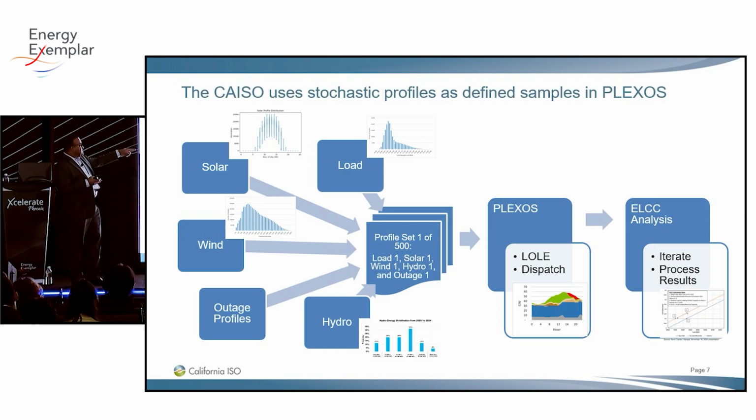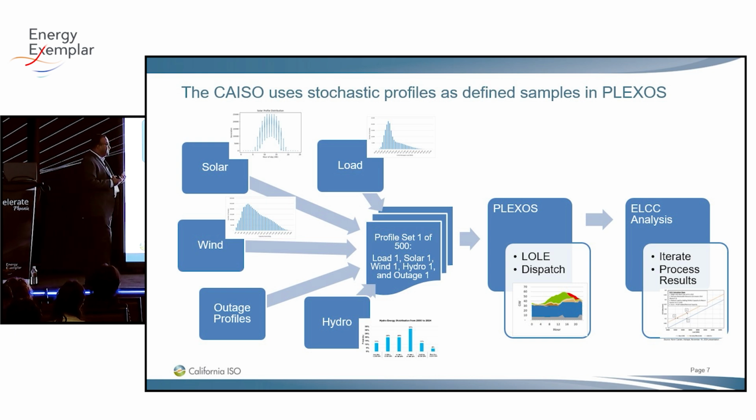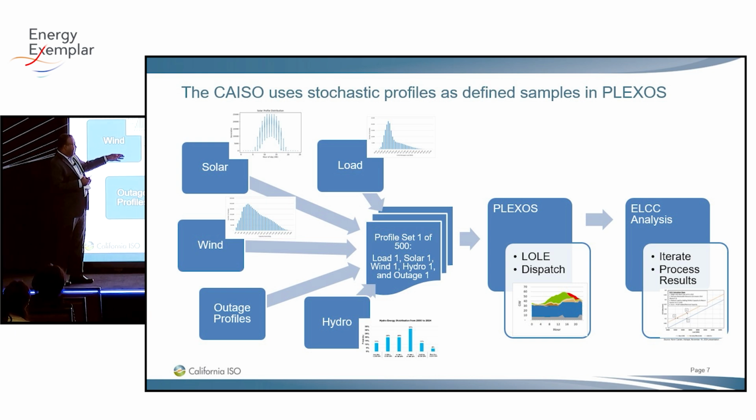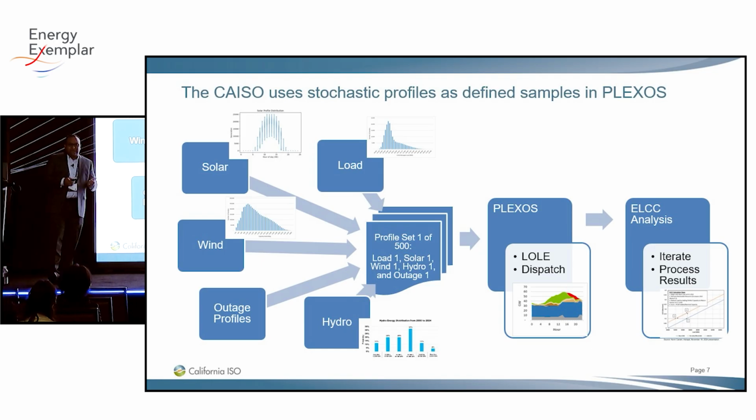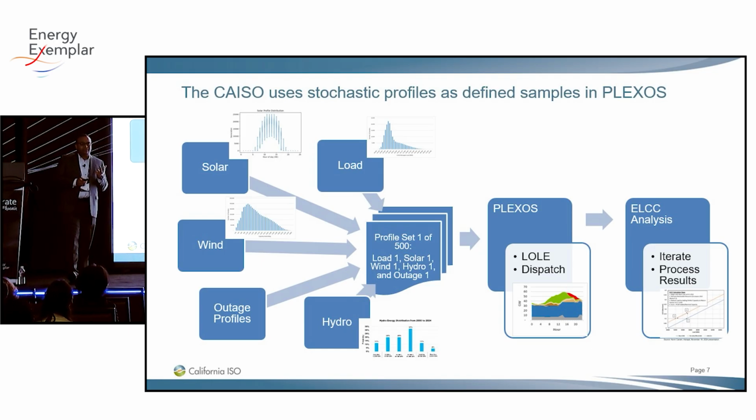So a profile set, 1 of 500, picks one load shape, one solar shape, one wind shape, one hydro condition, and one set of outage profiles, and collects it and runs Plexos. So we are basically trying to come up with that dispatch. 8760, we look at loss of load events. We have a set of conditions that it has to meet. And then once we get through all of that, we look at a metric that is trying to mimic the unserved energy requirements in the system. So we do all those calculations to understand the magnitude, the duration, and the frequency of the loss of load. And then we go into the iterating and the standard ELCC process there.